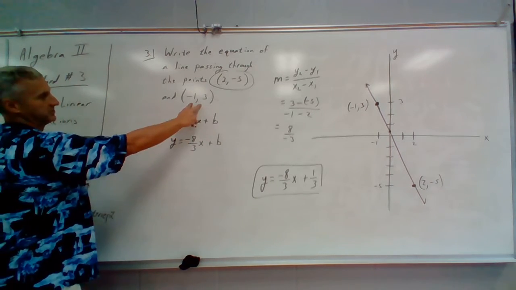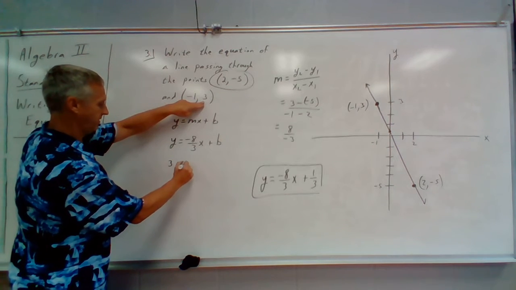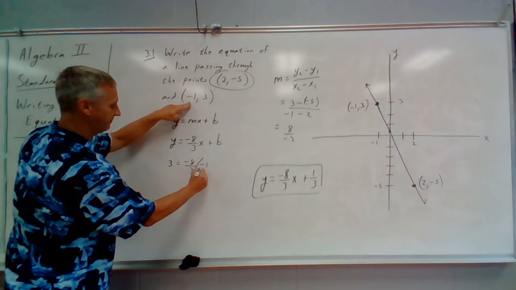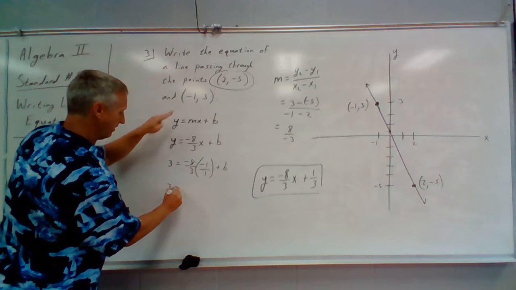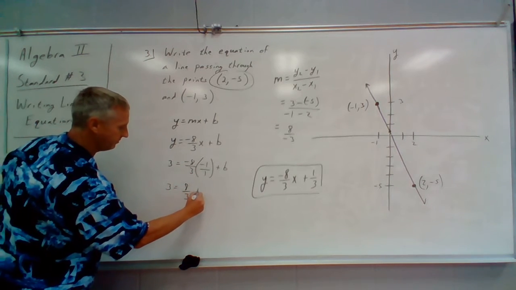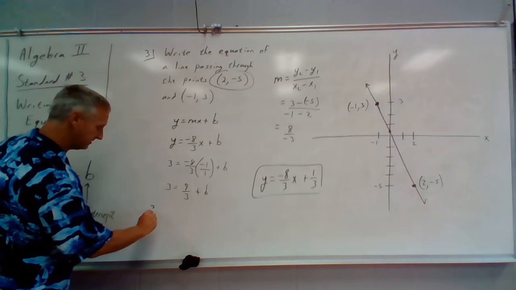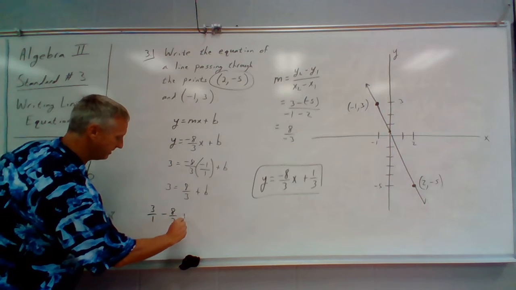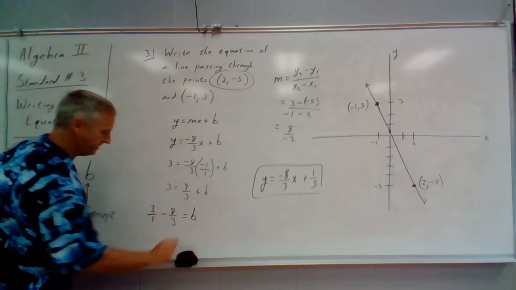Alright, so this time I'm going to use this point. So for my y, I'm going to plug in a 3, and for my x, I'm going to plug in a -1. I simplify, I get 8/3 plus b. I'm going to subtract 8/3 from both sides. So 3/1 minus 8/3, not plus, equals b.